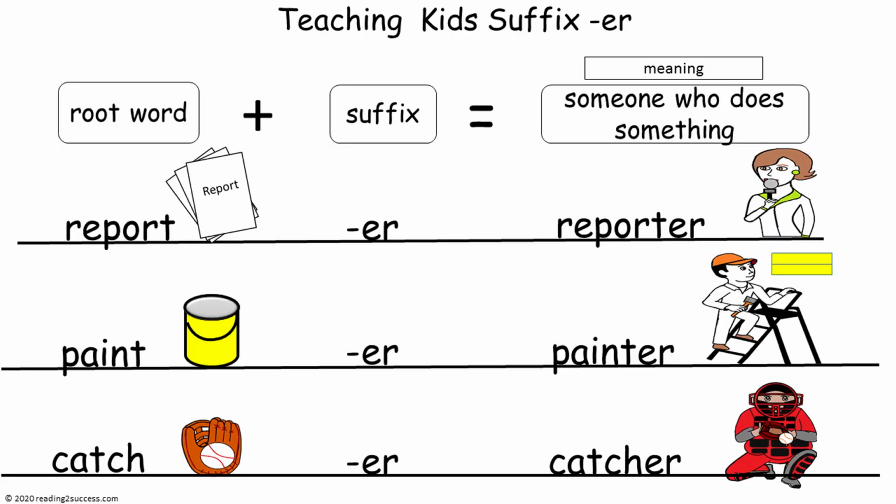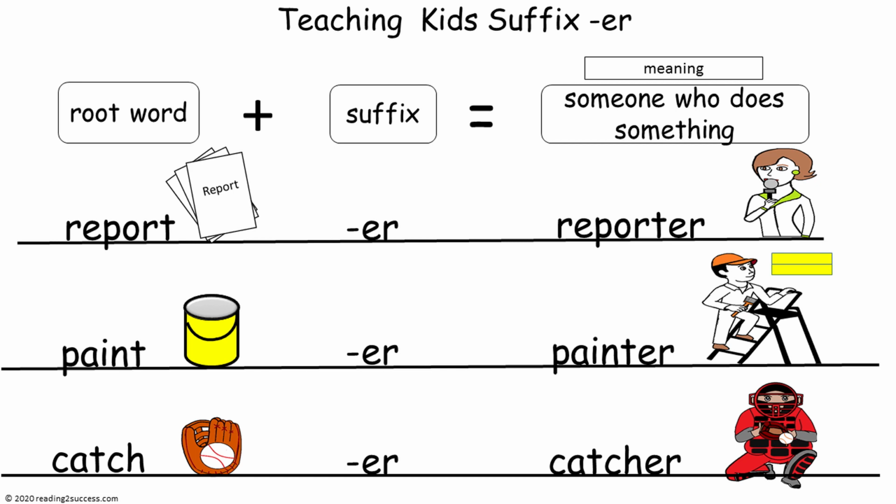So introduce the first er suffix to kids. And when er is added to a root word, it equals someone who does something. So look at the first example. The root word is report. Then when the suffix er is added, the word becomes reporter. And a reporter is someone who reports the news.